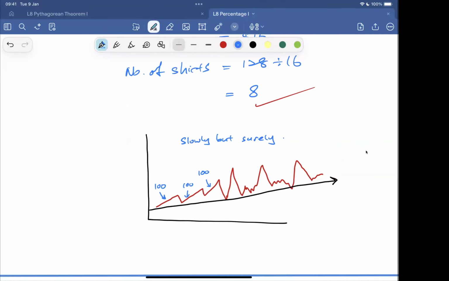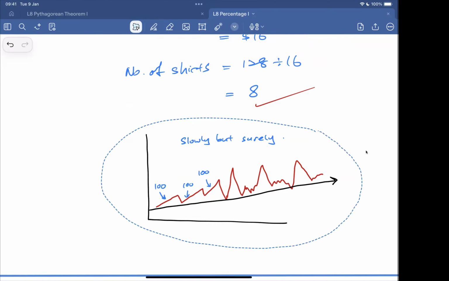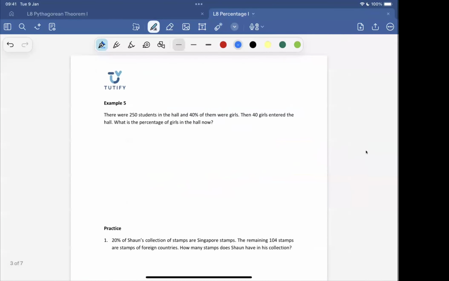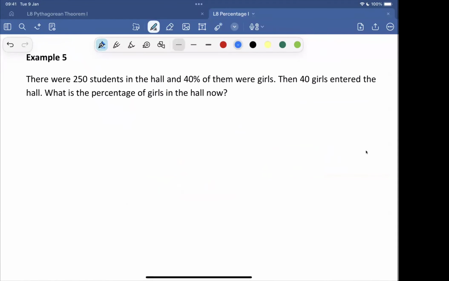That's called investment. Okay. If somebody tells you, I can help you win 20% in 1 month, you tell him, you are a scammer. Okay. All right. So let's take a look at example 5.